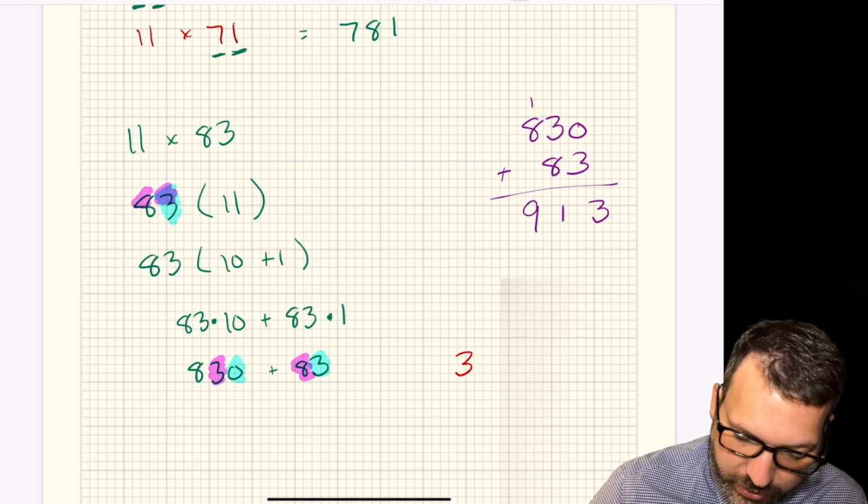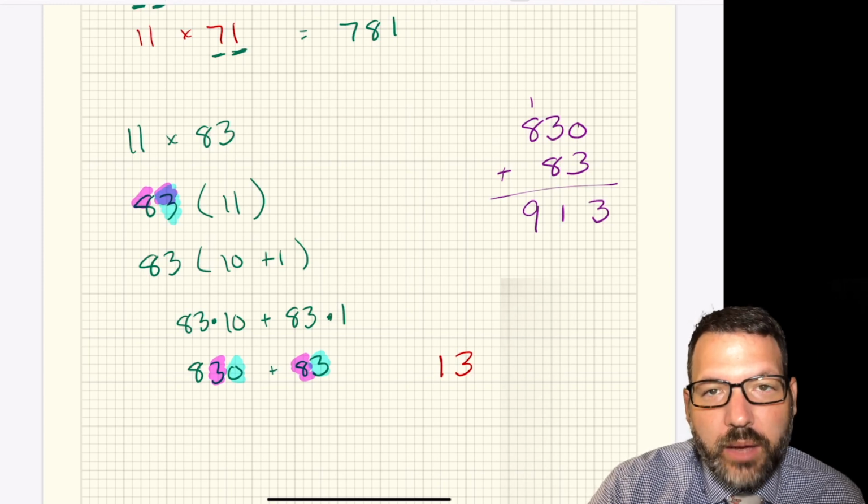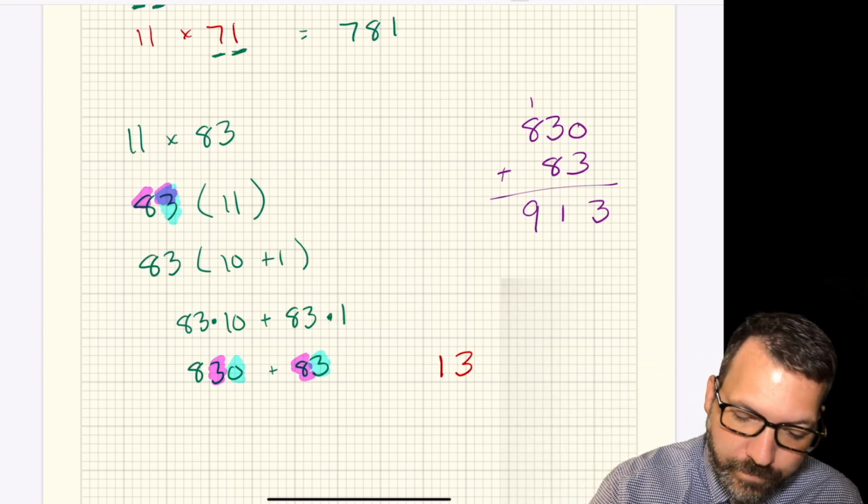For the purpose of the trick down here, I'm just going to write down the ones digit of whatever that sum is I just came up with. 8 plus 3 is 11, so I write down the 1. And I'm just going to remember I've got that 1 to carry in my head.